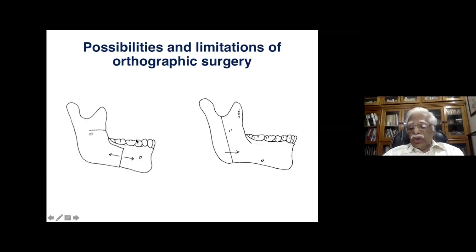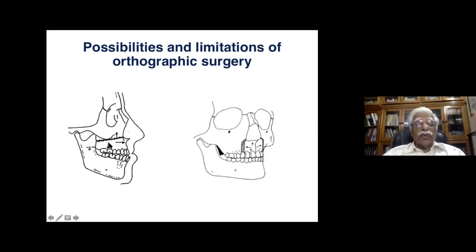So this is what is usually being done for the maxillary osteotomies, and it can also be taken a little backward. It can be taken forward, but it is not easy for the maxilla to be taken backward because the pterygoid plates are restricting the movement of the maxilla backward.